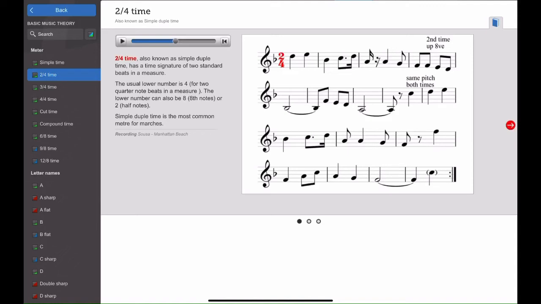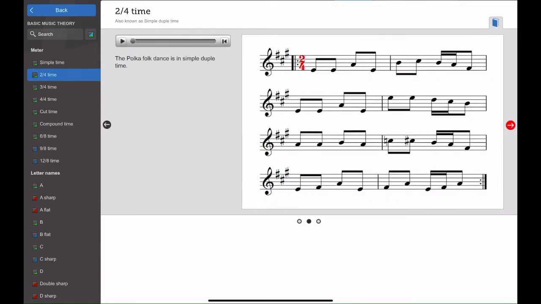Now, this is a march. A lot of marches are written in 2/4 for obvious reasons. Now, this is a polka dance in 2/4, another simple duple rhythm.